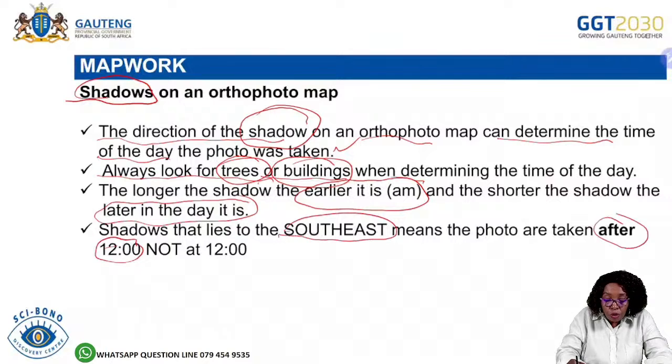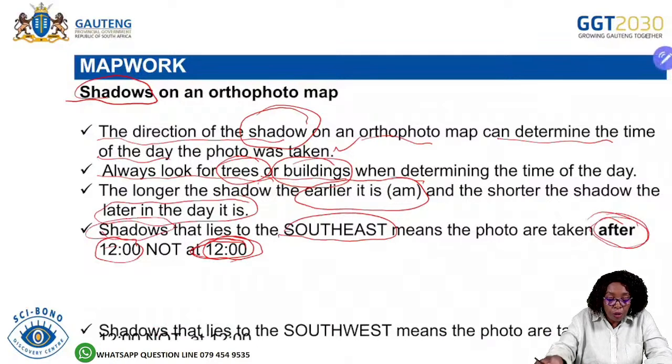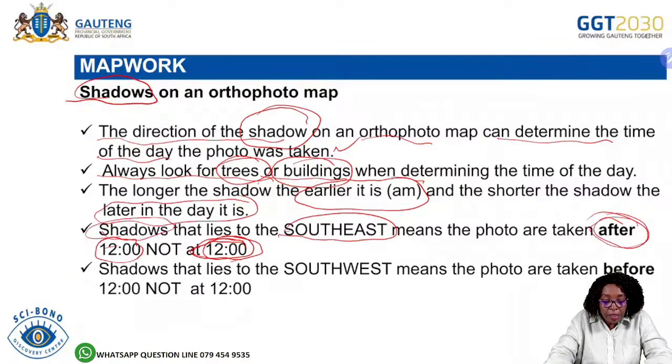After. You should take note of the bold in "after" there, not "at 12." Remember, we don't have photos being taken at 12, to avoid not being able to detect the shadow. So it has to be after 12 or before 12. And shadows that lie to the southwest mean the photo was taken before 12, not at 12 again.